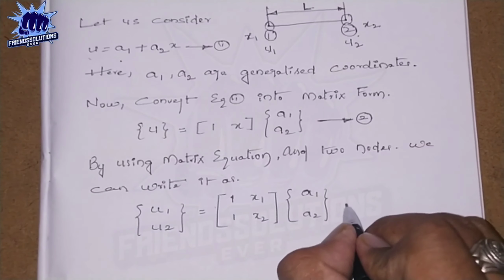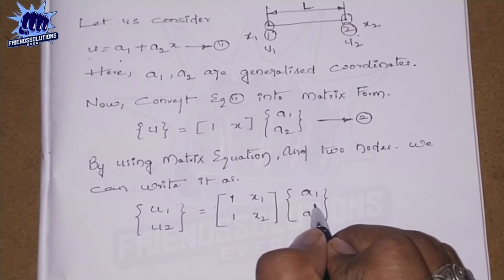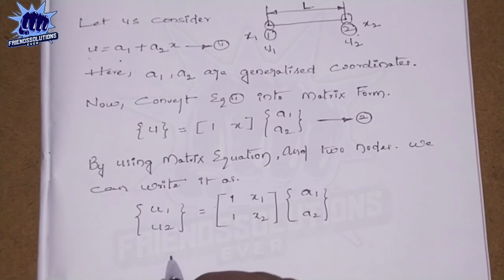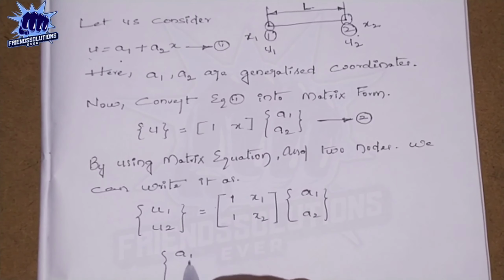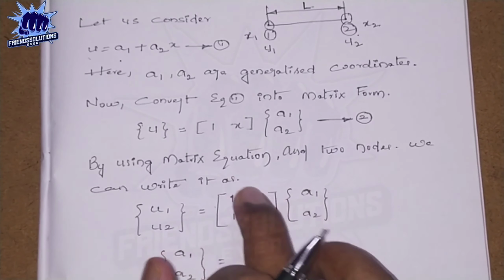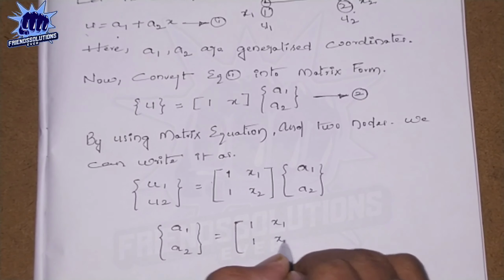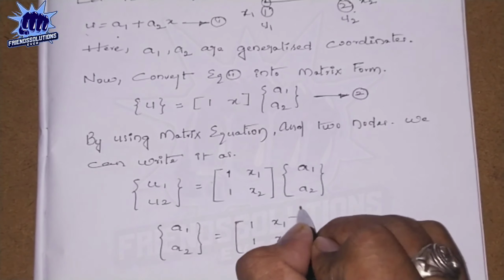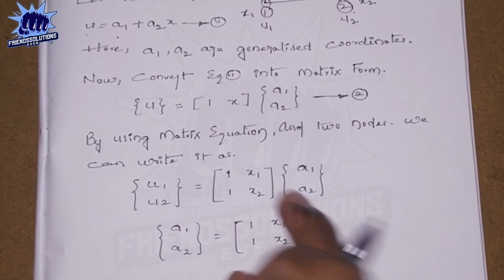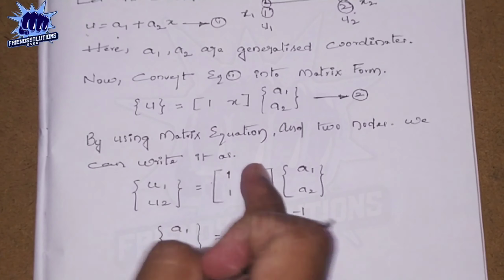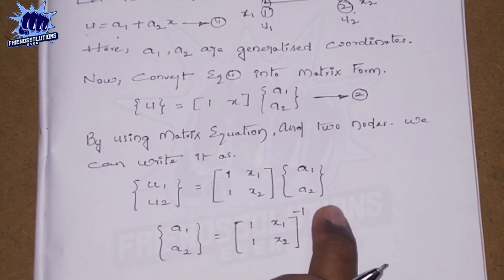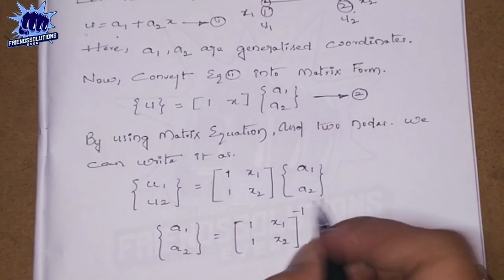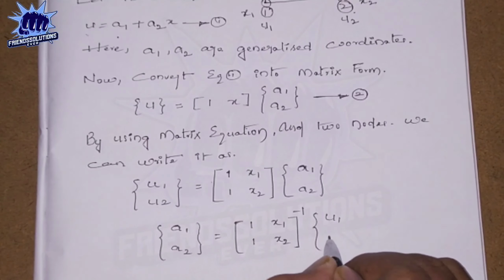Then we want to obtain a1 and a2. So, considering a1, a2 on one side, all the remaining terms, the matrix with rows 1 x1 and 1 x2, go to the other side with an inverse symbol on top, and then u1, u2.